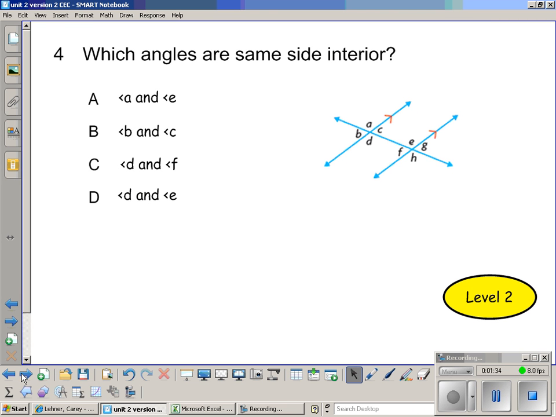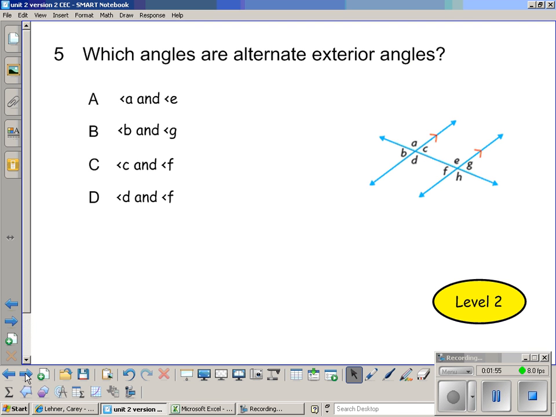Which angles are same side interior? That means they're on the same side of the transversal in between the parallel lines. A and E are corresponding. B and C are vertically opposite. D and F are same side interior. So the answer is C. D and E were alternate interior.